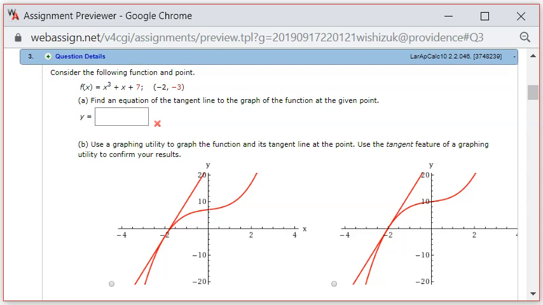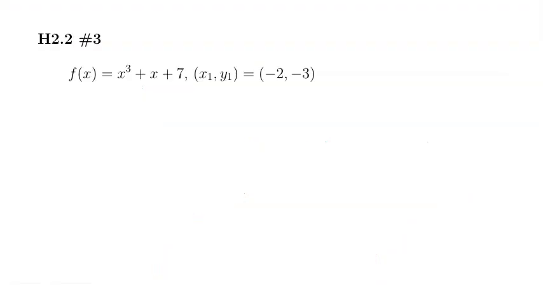All right, let's look at homework 2.2, problem number 3. We have a function here, and we want to find an equation of the tangent line to the graph of this function at (-2, -3). Since we already have a point, I'm going to call it (x1, y1).